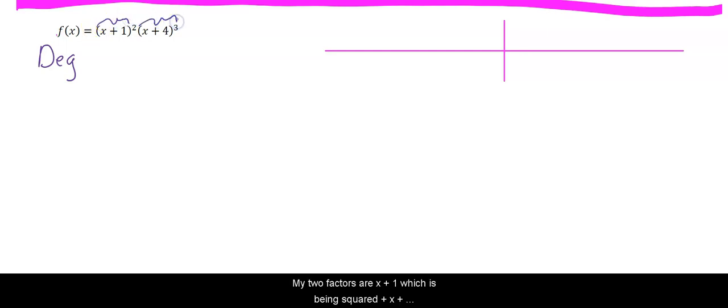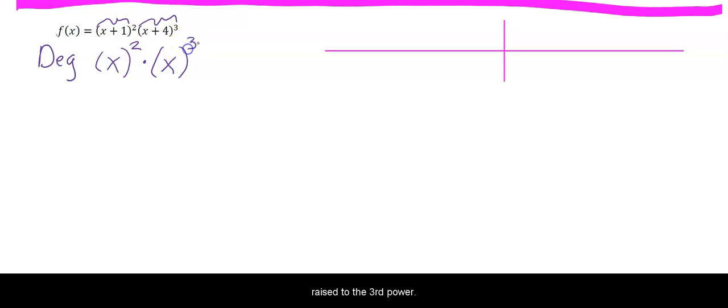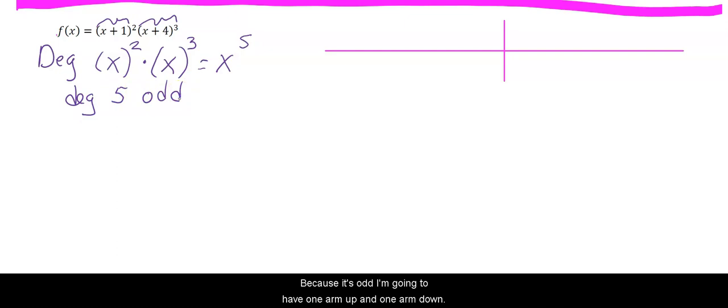My two factors are x plus 1, which is being squared, and x plus 4, which is being cubed. The highest degree term in each factor is x. So I'm going to take x raised to the second power times x raised to the third power, which gives me x to the fifth. This time my degree is 5, which is odd. Because it's odd, I'm going to have one arm up and one arm down.